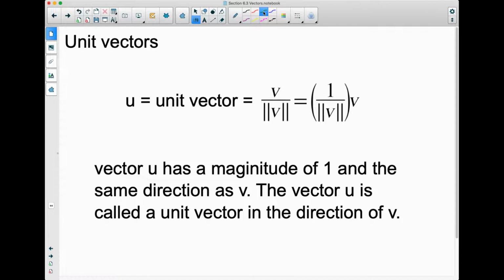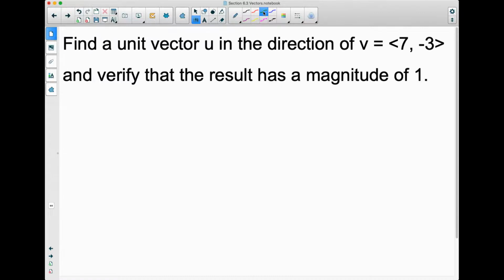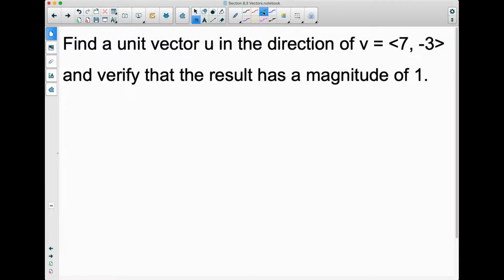All right. So the first thing I want you to do is find the magnitude of this vector. I've already got it in vector or component form. So find the magnitude. And then we'll verify.